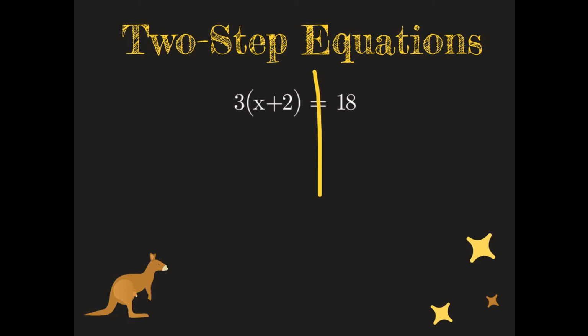So again, equal sign, line goes down. I know this is an equation. Our rule is still the same. We want our x to stay on this side, and we want our numbers to be on that side.